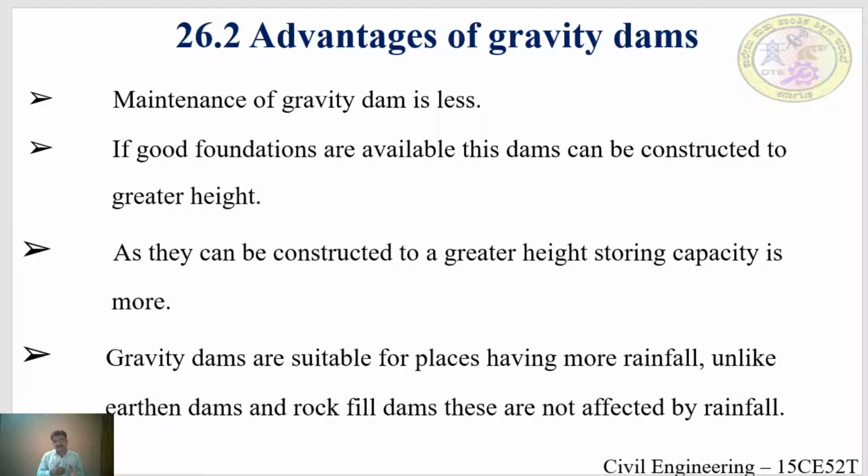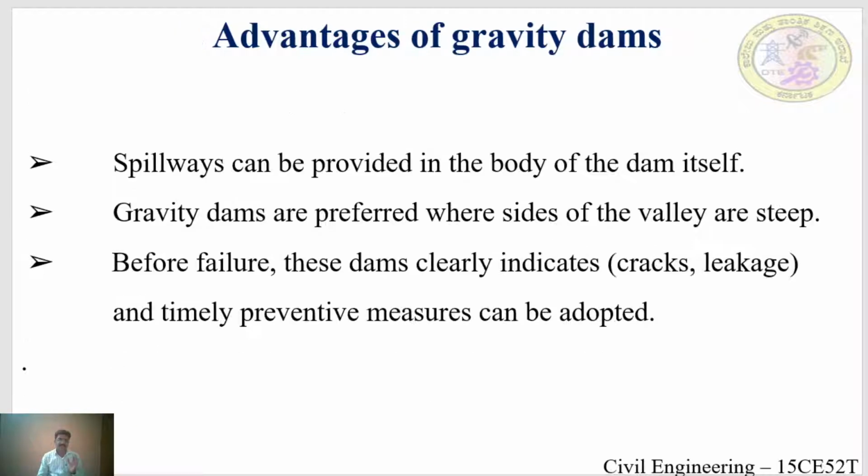But not in the case of the other dams. Spillways can be provided in the body of the dam itself. Gravity dams are preferred where sides of the valley are steep. Before the failure of the gravity dam, it shows cracks and leakages, so that you can prevent the failure by adopting preventive measures.